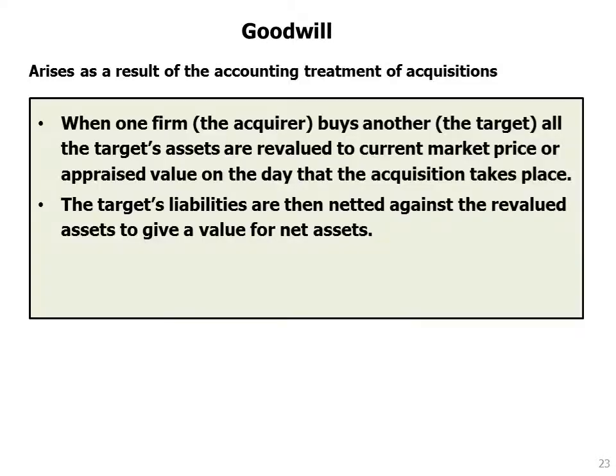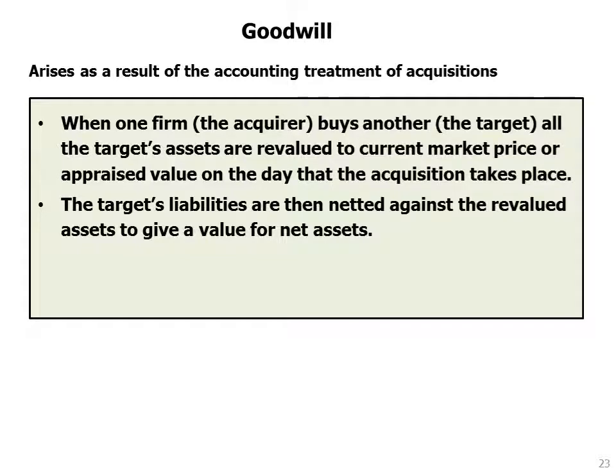Goodwill arises as a result of the accounting treatment of acquisitions. It's not an asset as such. It is necessary to make the balance sheet balance, and this is reported within non-current assets, even though it's not an asset. Let's look at the theory first, and then we'll go through an example.